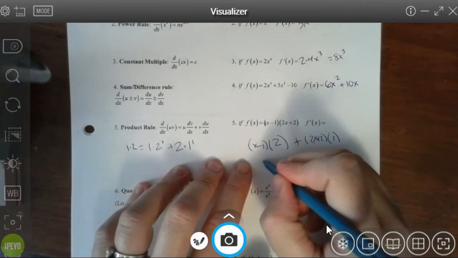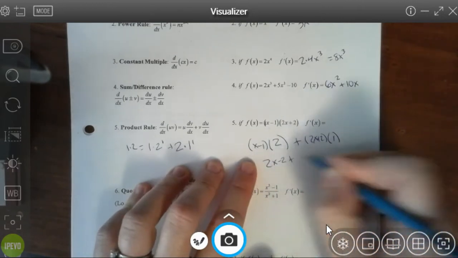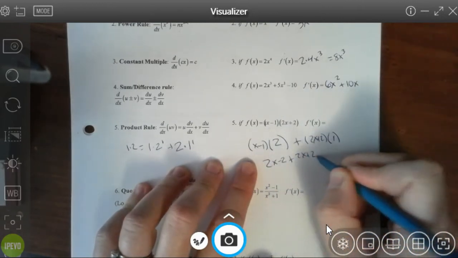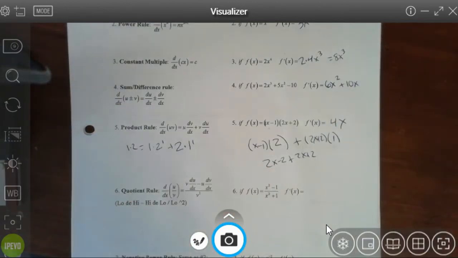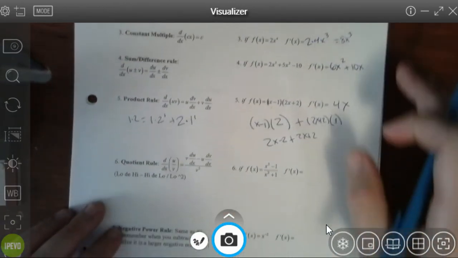Then you'd multiply that in, you get 2x minus 2 plus 2x plus 2. So our derivative of that would be 4x, and the 2 and negative 2 are going to cancel each other out. We're going to practice some more of these on the back.